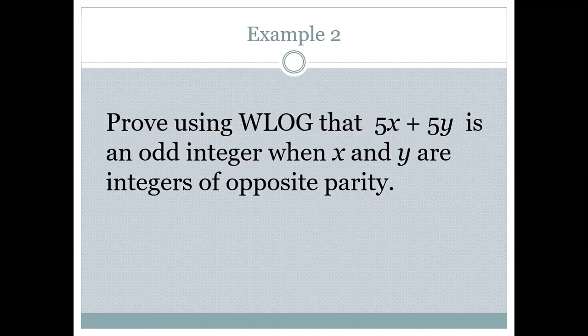Any questions on that? I'm not going to go through that one in any detail either, but I just wanted to show you the sort of situation where you might use without loss of generality. WLOG, what's funny is every mathematician knows what that means, right? Without loss of generality. Yeah, I know what that means. Kind of like QED, right?